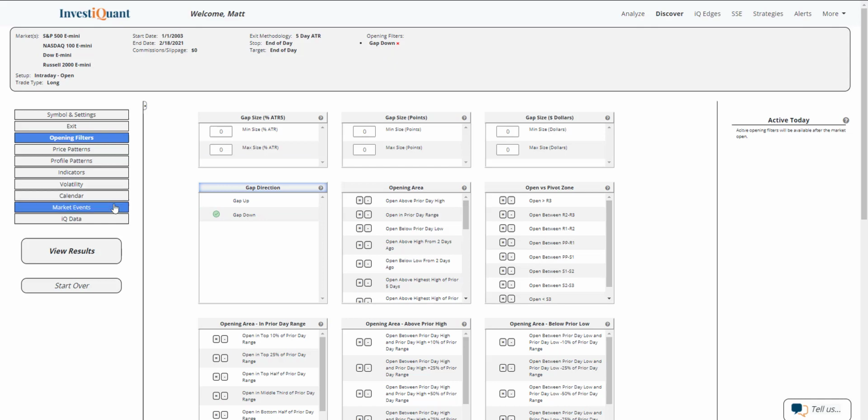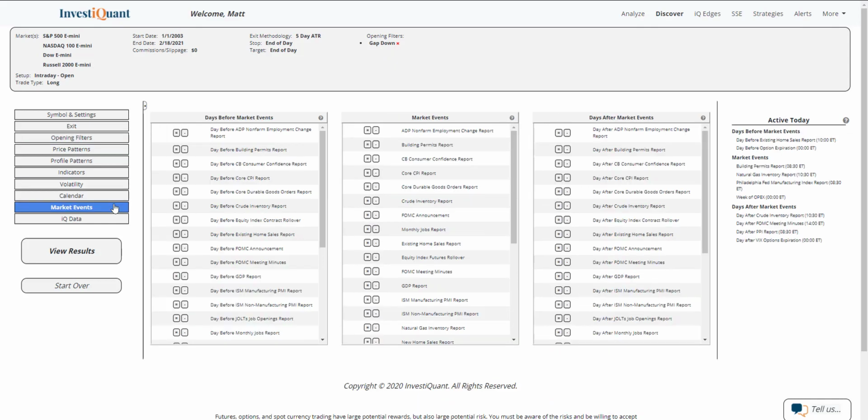Next, I want to go into the market events section. This is where I can say tomorrow is options expiration date, and that's found within the day before market events section. And it's also found over here in the active today, which is telling you what is true out of our market events library for today's session. So if I go to the second option here, day before option expiration, that adds it to the header section. That is now included in the test.